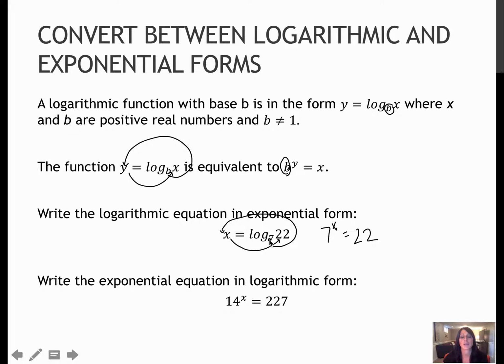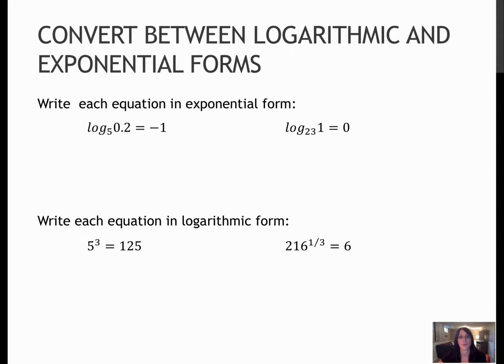Now going from exponential to logarithmic, again, I know that the base will always be the base. So this is going to be log base 14, because going from here to here, the base, and then this is the next value, and then this is the solution. So log base 14 of 227 equals x. That's how we're going to go back and forth between those two forms. Just keep remembering that the base is always the base. Here, the base of that value equals the exponent. Here, the base of that value equals what you're taking the log of.